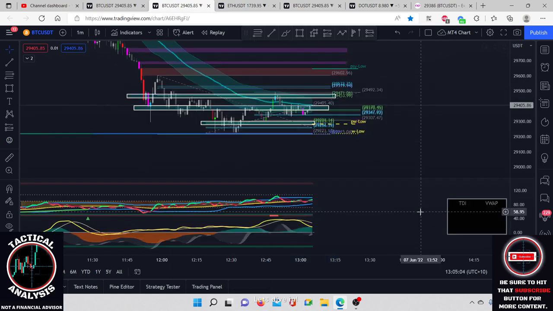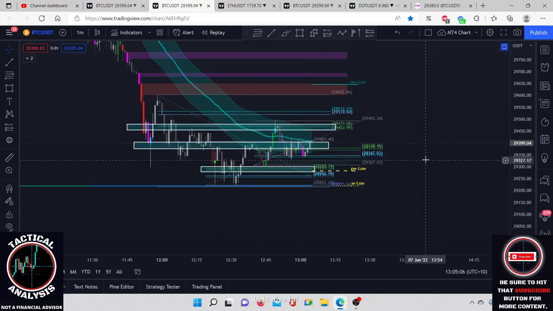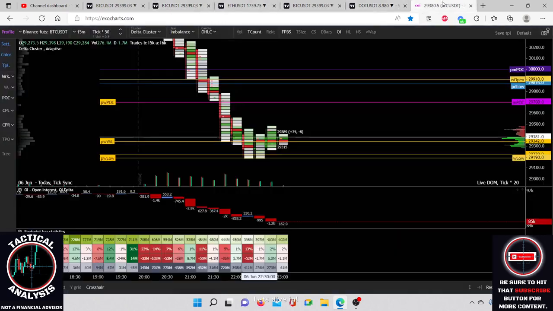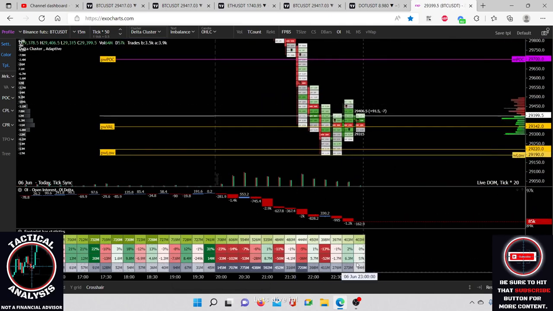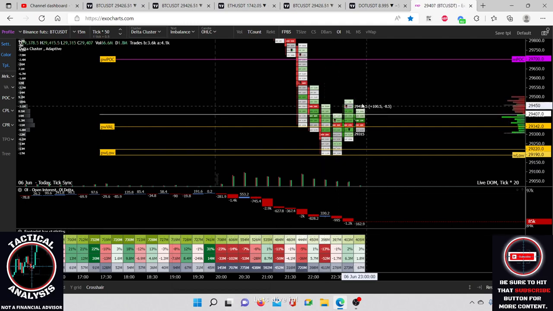Bang. Take a look at TDI. Money flow still in the green, right? VWAP above the 0 line. Let's look at EXO. What's going on, right? Weekly low. This is the previous week's value area low, right? Open interest still dropping. Look at high volume, guys. 500 million per 15-minute candle since the open.